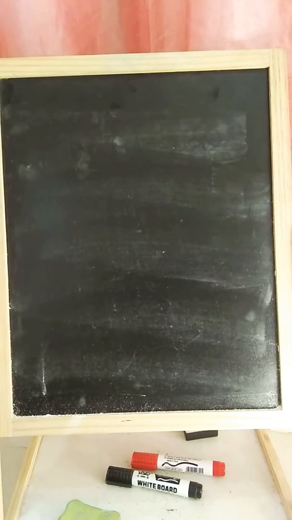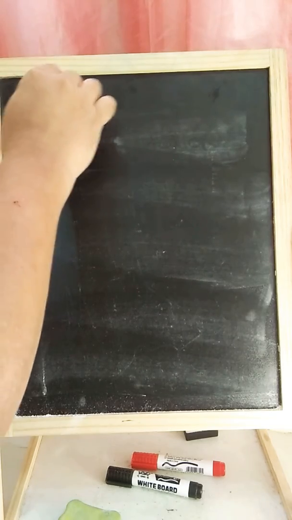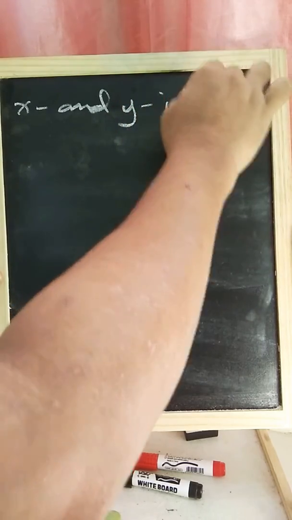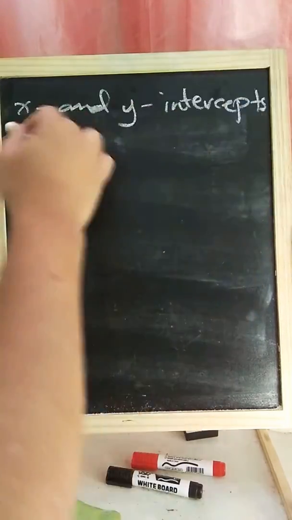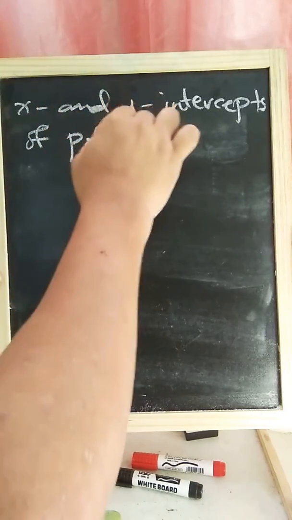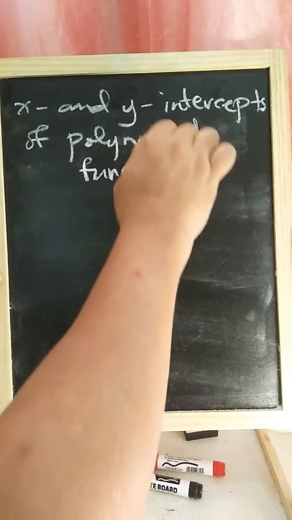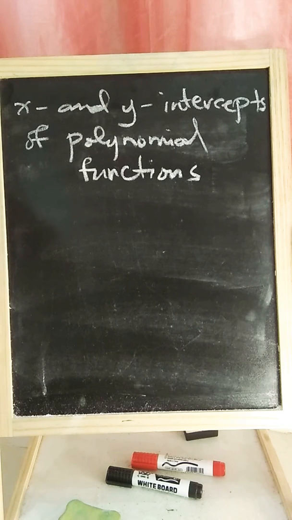Okay, so this time, we will be determining the x and y intercepts of polynomial functions. Why do we need to know the x and y intercepts? Eventually, we will have a lesson about graphing polynomial functions. There are many kinds of polynomial functions. Let's go back to your first quarter. Actually, in grade 7 you were already dealing with polynomial functions.